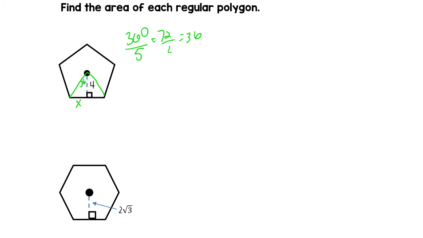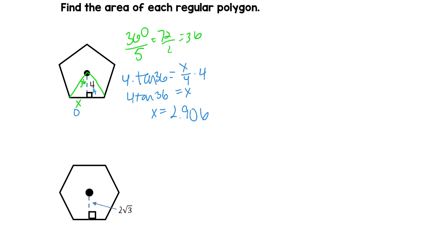So we will do the labeling of our sides. We know that X is the opposite, 4 is adjacent. The tangent of 36 is X over 4. I can multiply both sides by 4. And I've got 4 times the tangent of 36 is X. I put that in my calculator, and I get X is 2.906 or so.